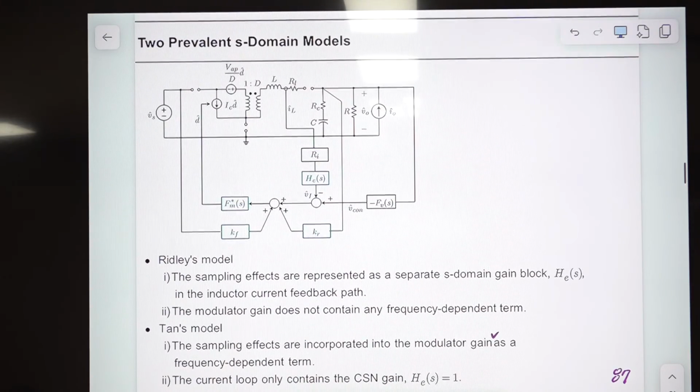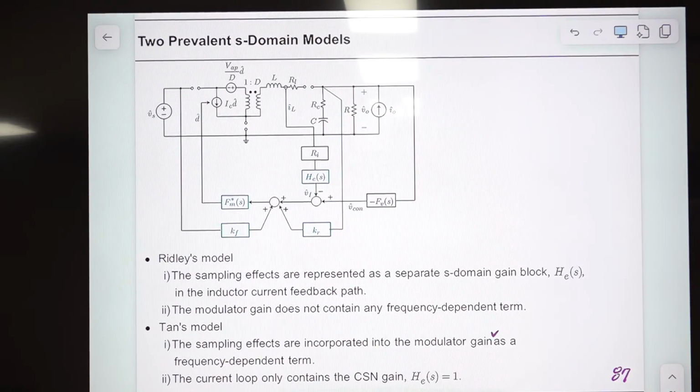There were two famous S-domain models in the past, not anymore. One is Ridley's model. He derived this with a constant, but the values and expressions are different. His model includes the sampling effect through H_e(s), but in the other model, the sampling effect is directly connected and included here.